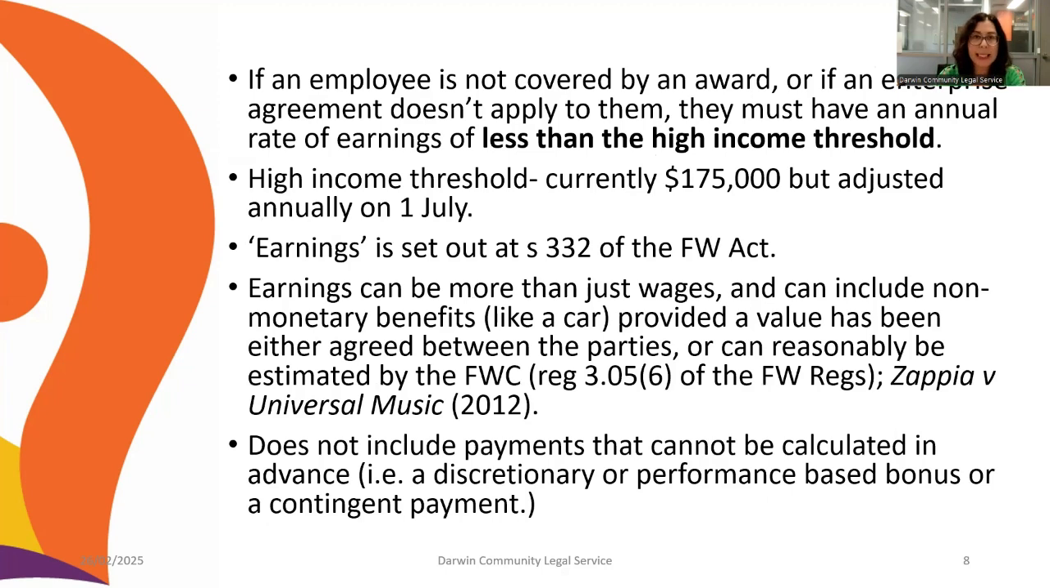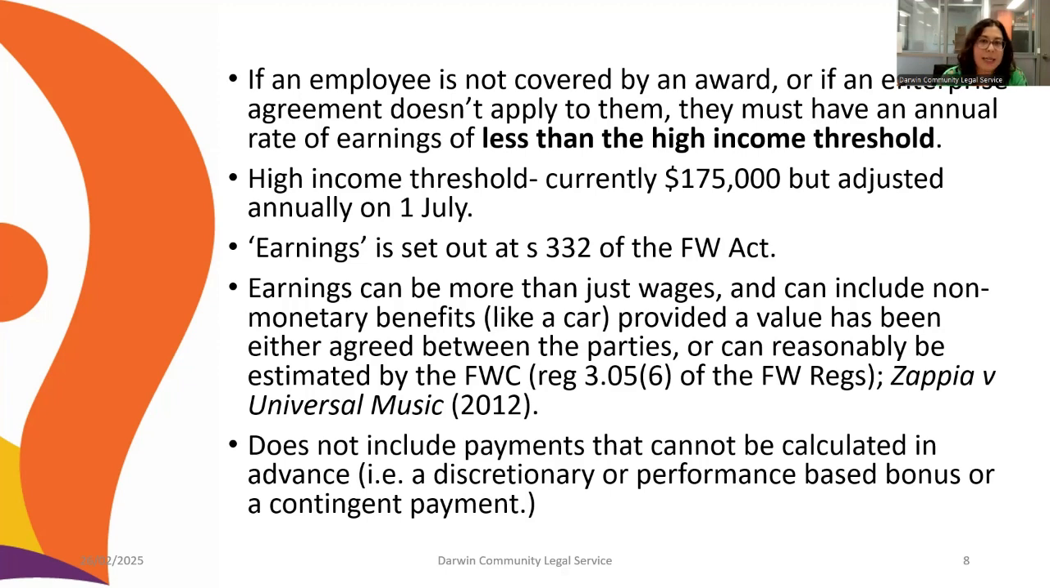The next one is just about the high income threshold. It's a bit technical and not that fun to go through, but basically there's a high income threshold that's currently set at $175,000. Every year it gets adjusted. It's not just a matter of looking at somebody's payslip and saying, yep, they're in or they're out, because earnings is a more expansive concept than that.